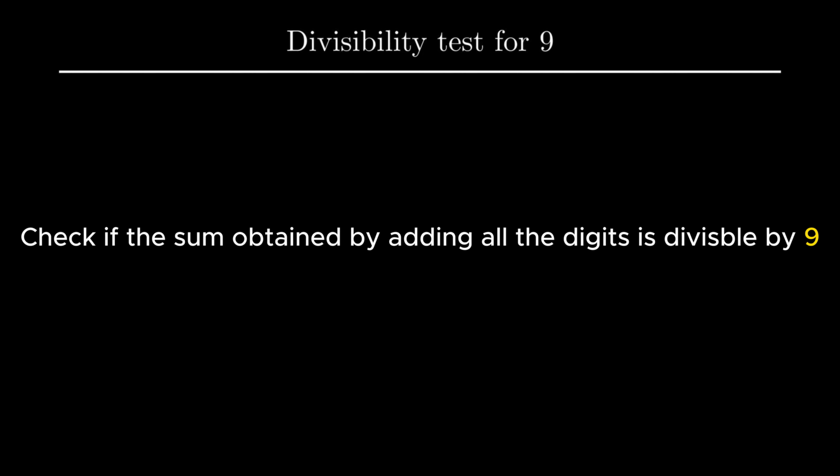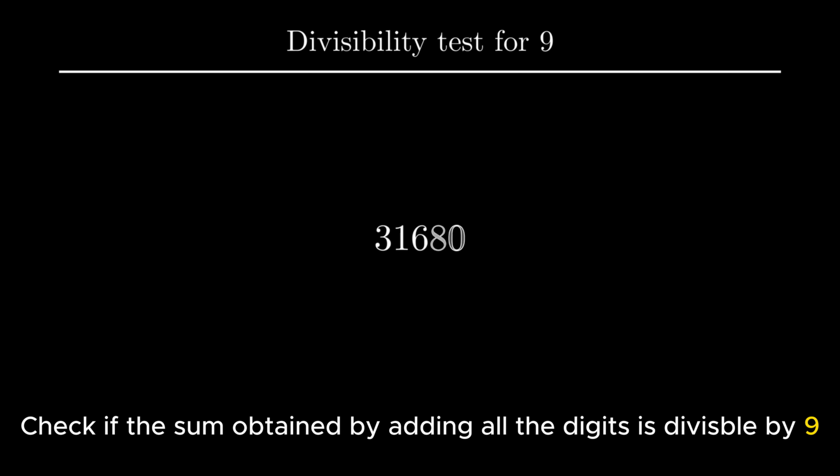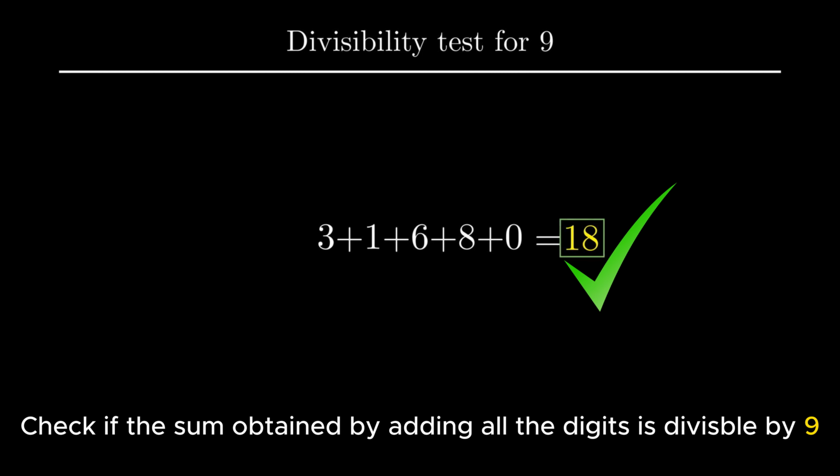Next is the divisibility test of number 9. To check for divisibility of a number by 9, just add all the digits of the number. If this sum is divisible by 9, then the given number is also divisible by 9. Now let's understand this with an example. Consider a number as 31,680. To check the divisibility of this number by 9, add all the digits of this number, that is 3 plus 1 plus 6 plus 8 plus 0, which gives sum equal to 18. Since 18 is divisible by 9, therefore the given number 31,680 is also divisible by 9.